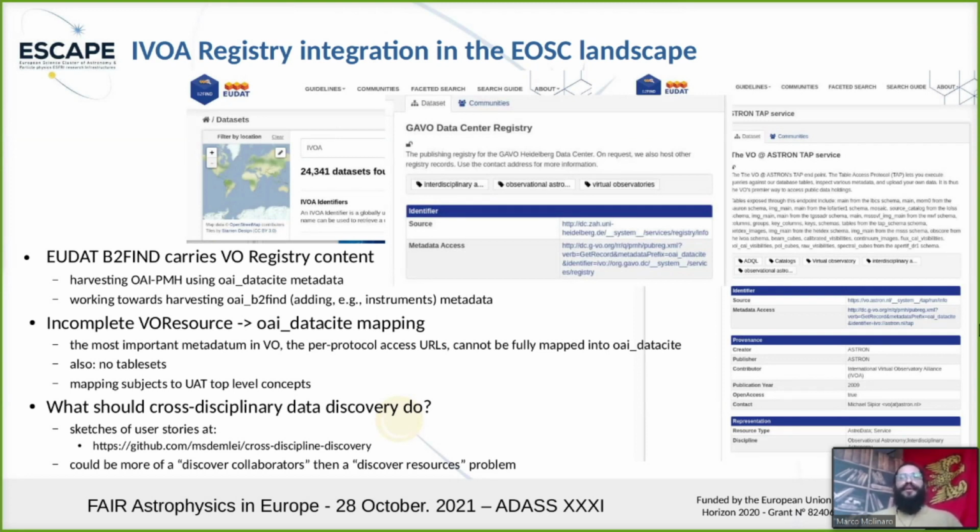On top of that, as a small effort, but something that we will try to keep on, is trying to go cross-disciplinary, bridging the boundary of astrophysics or particle physics with other disciplines, maybe Earth observation. To do so, some user stories have been sketched. You can see there a link to the place where they've been reported. It seems anyway that there is more a problem in discovering the collaborators in doing cross-disciplinary science rather than discovering the resources.